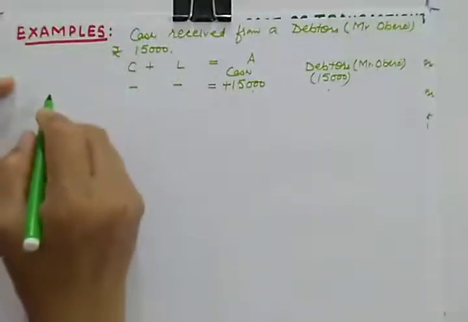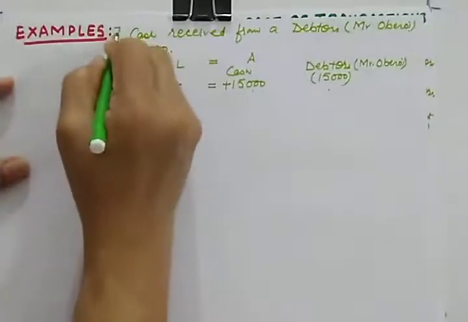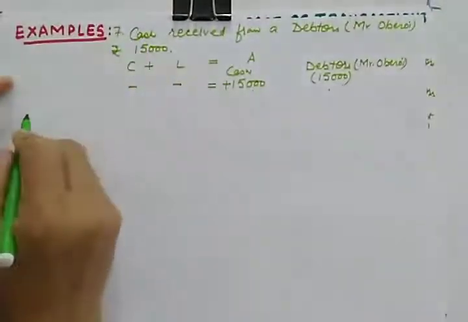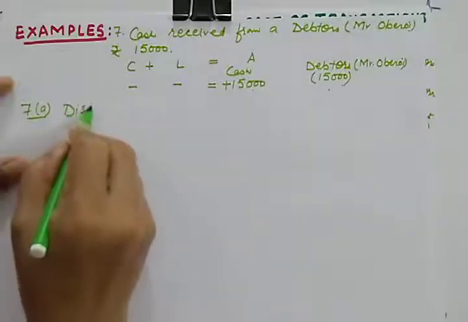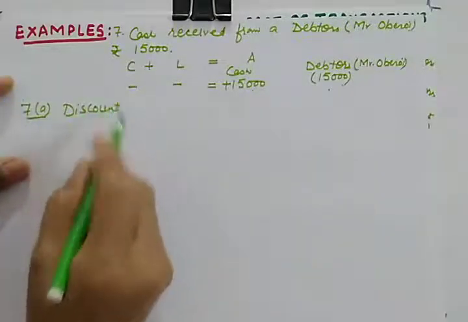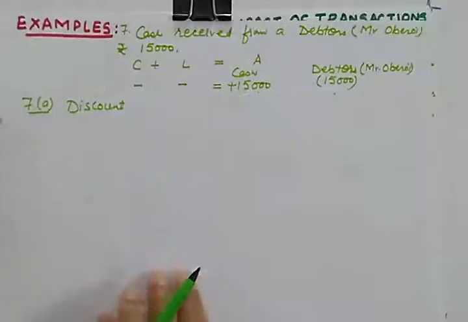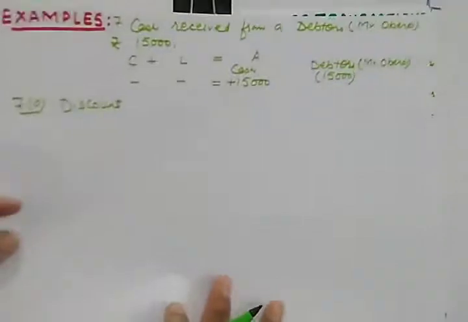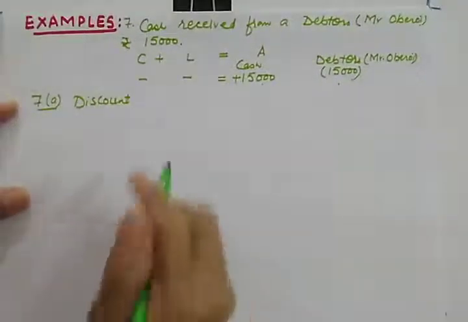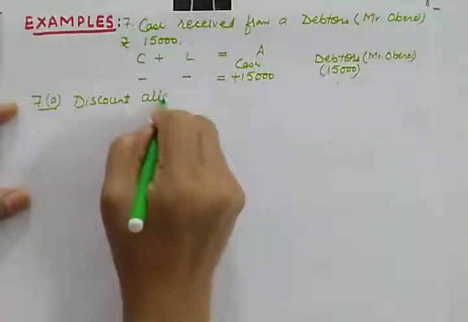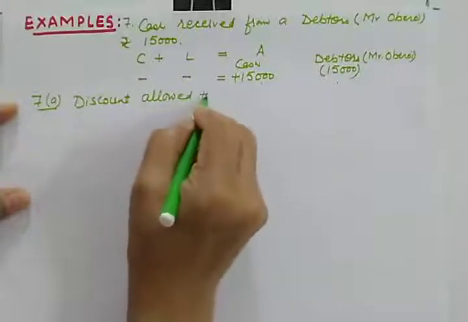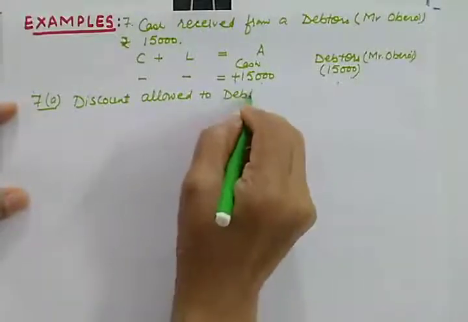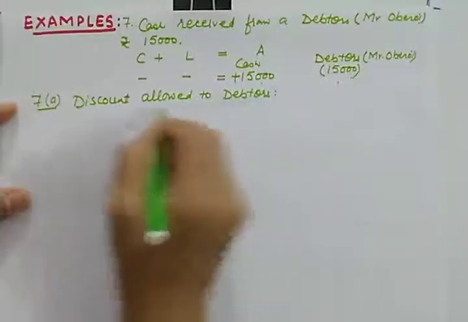But now let us see if you are allowing discount to debtor. This was our 7th transaction. I told you earlier also that you will make a summary table on a separate sheet and then examples on a different sheet. Discount allowed to debtors. So how to treat this?